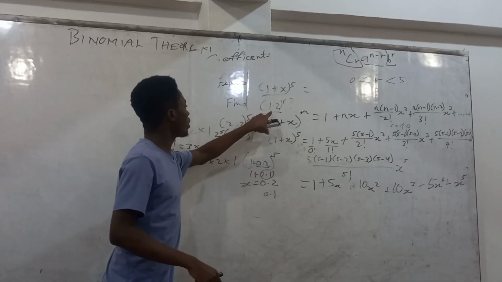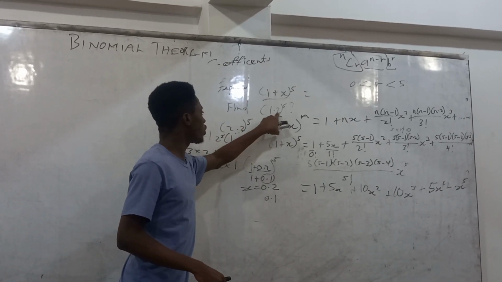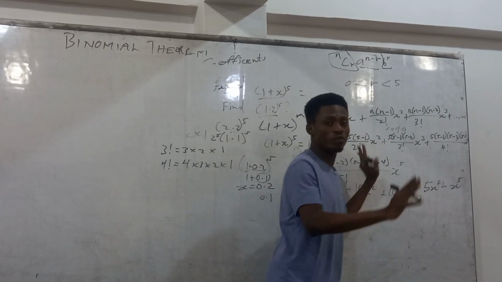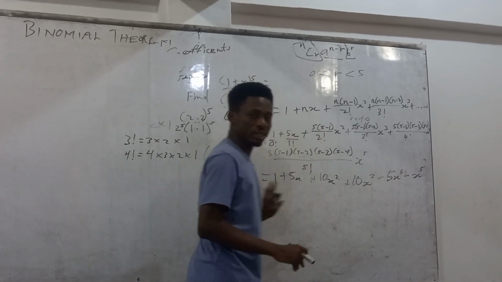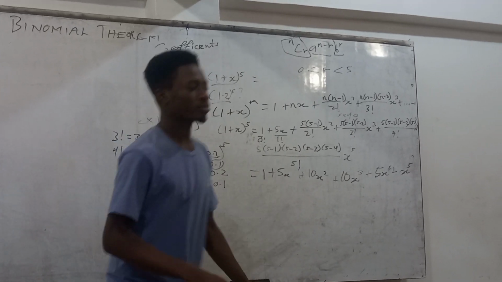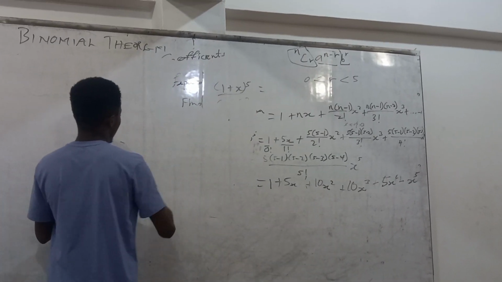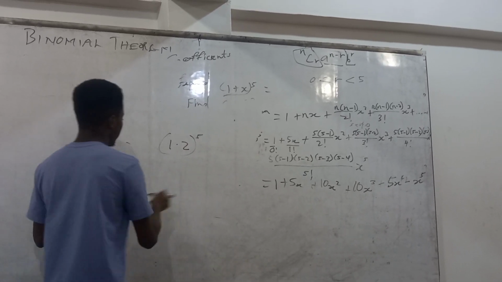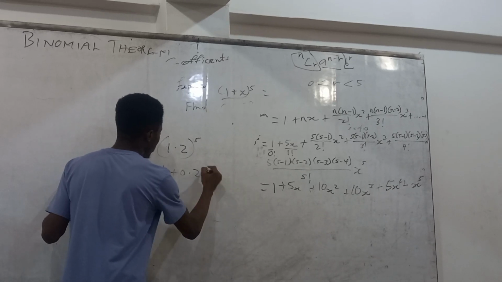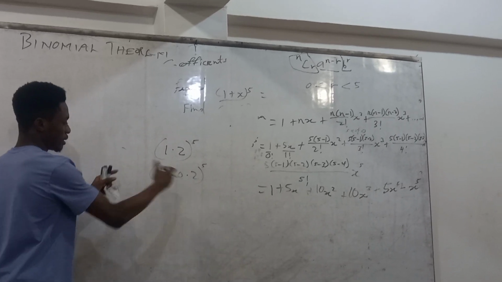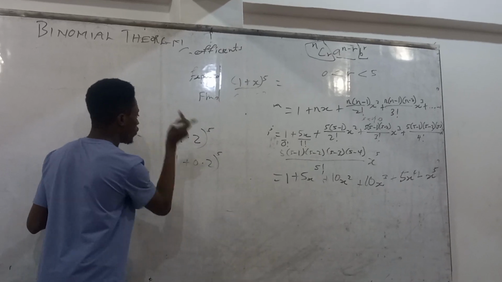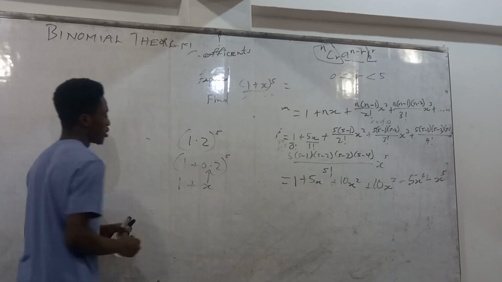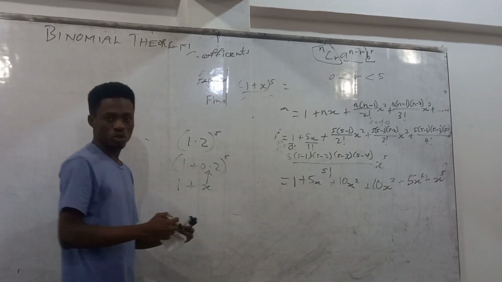But if it is 1.2 to the power 5, now you can use this method directly. When you get here, this is how you do it. Let's see, 1.2 to the power 5. You just break it down: 1.2 is 1 plus 0.2. So you split it. You know that 1 plus 0.2 will give you 1.2. So therefore, here is the 1 and here is the x, so x is equal to 0.2.